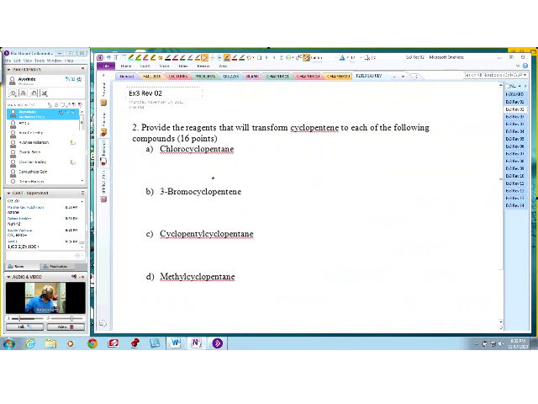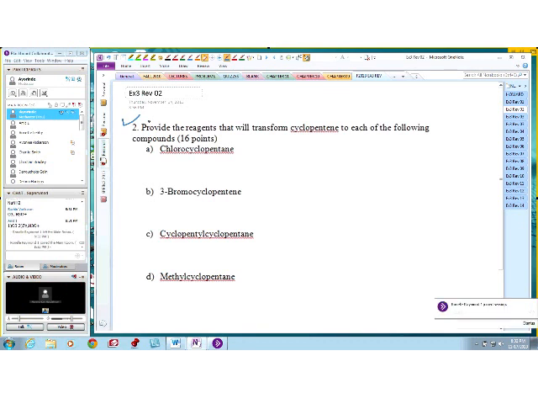Okay, Mashike, can you go ahead and read this question for us? Provide the reagents that will transform cyclopentene to each of the following compounds. Thank you. Now, this problem is testing your knowledge of the reagents, and of course it is also testing your knowledge of nomenclature. So it says provide the reagents that would transform cyclopentene to each of the following compounds.